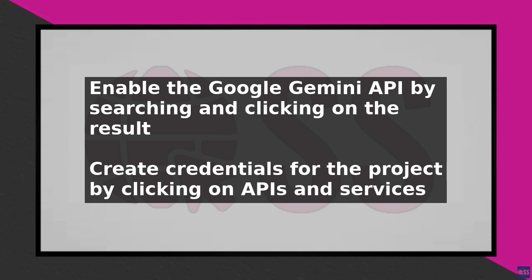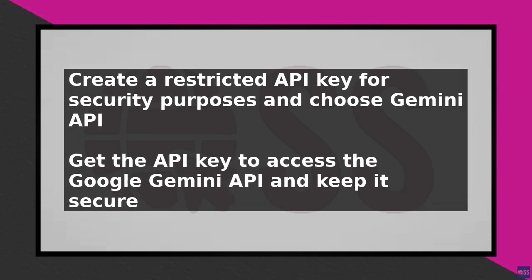You will then be given the option to create a restricted API key or an unrestricted API key. It is recommended to create a restricted API key for security purposes. Select the Restricted API Key option and choose the Gemini API from the list of available APIs. You will then be given your API key, which you can use to access the Google Gemini API.